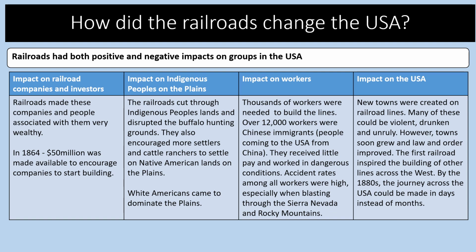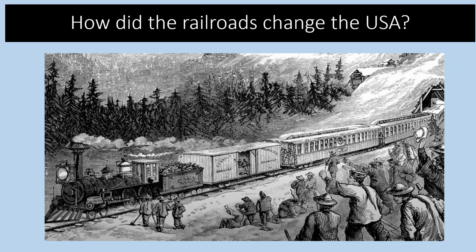So various impacts of the railroad on the USA, but pivotally it led to an economic boom that was enjoyed mainly by white Americans and investors, companies in the East, for example, and crucially it led to the colonization basically of the plains, and led to increased tensions and eventually conflict between white Americans and indigenous peoples. So there you have it. That's some key information about how the railroads changed the USA in the 1860s and 1870s and beyond.